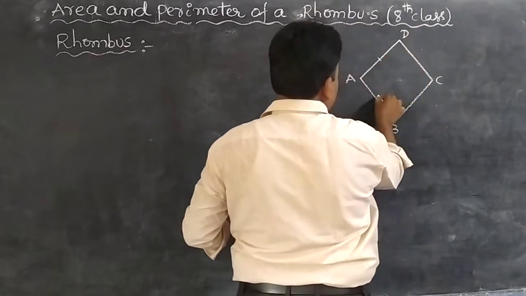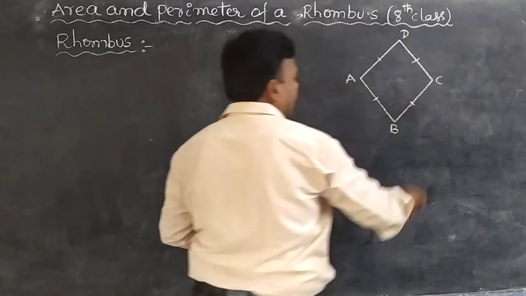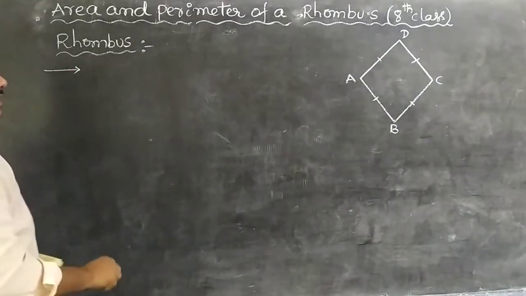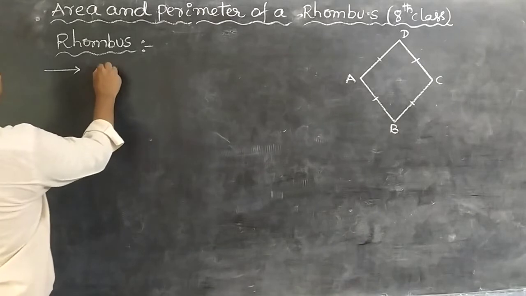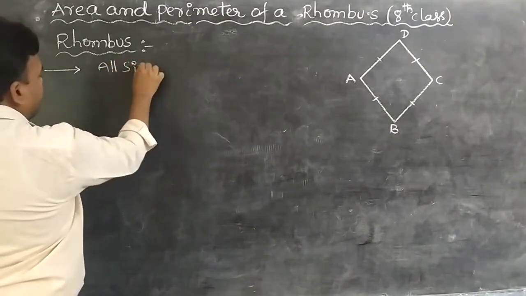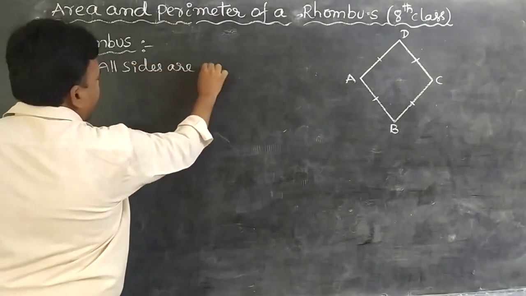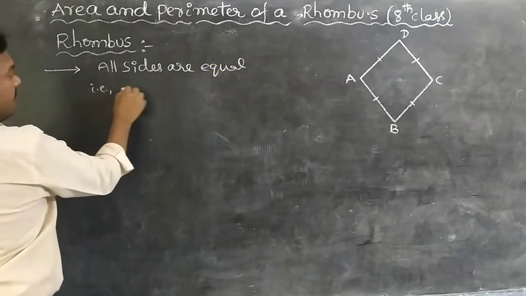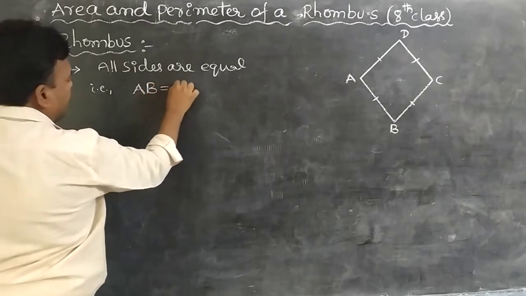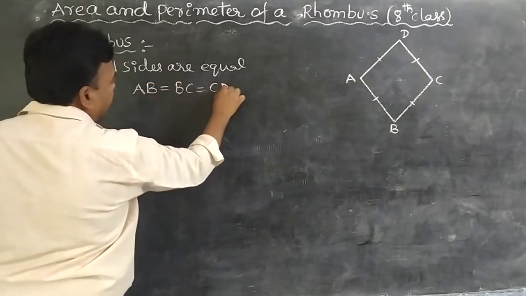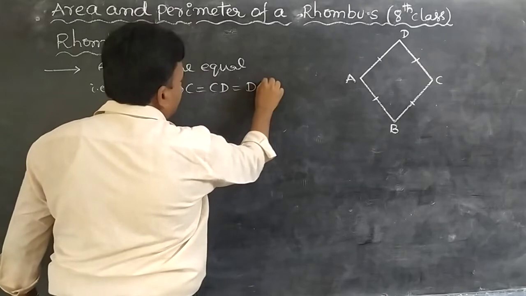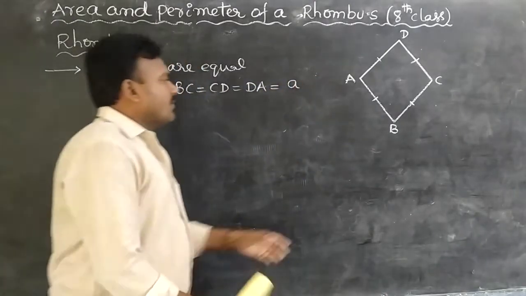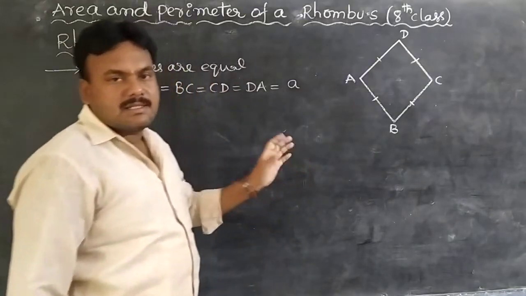So all sides are equal. Here we take the information one by one, students. All sides are equal, that is, AB equal to BC equal to CD equal to DA. All sides we take as small a, students. Small a means the length of its side.